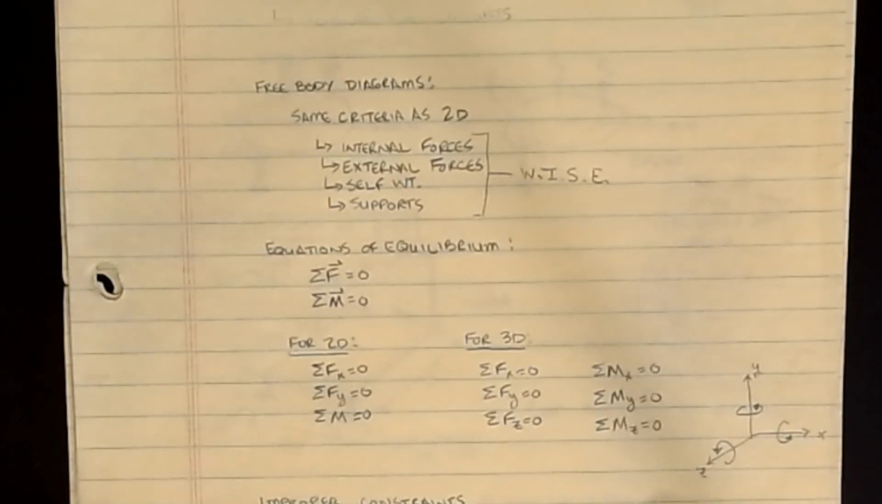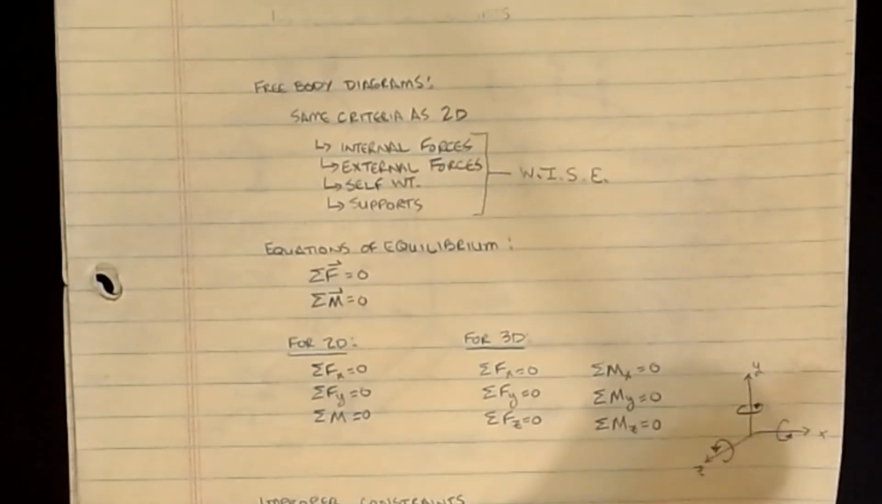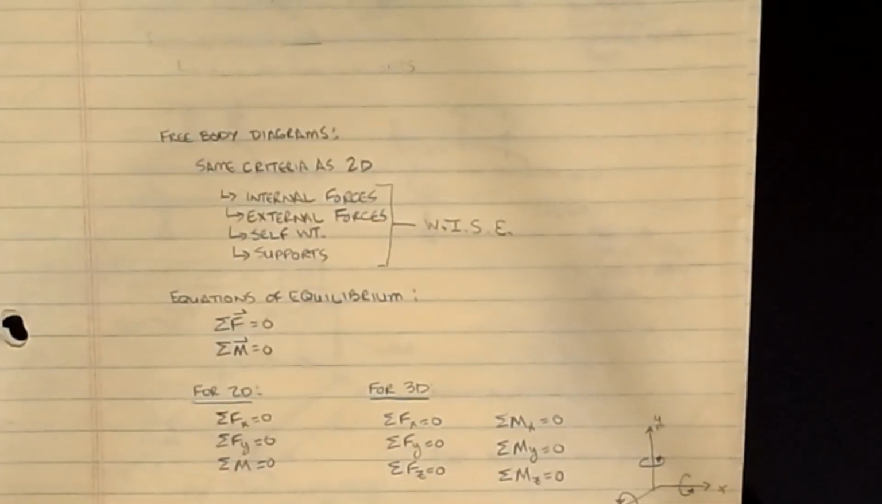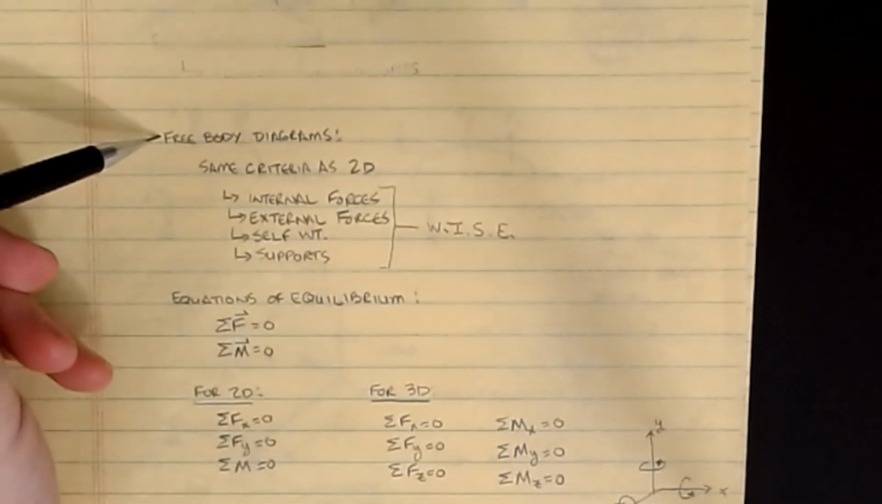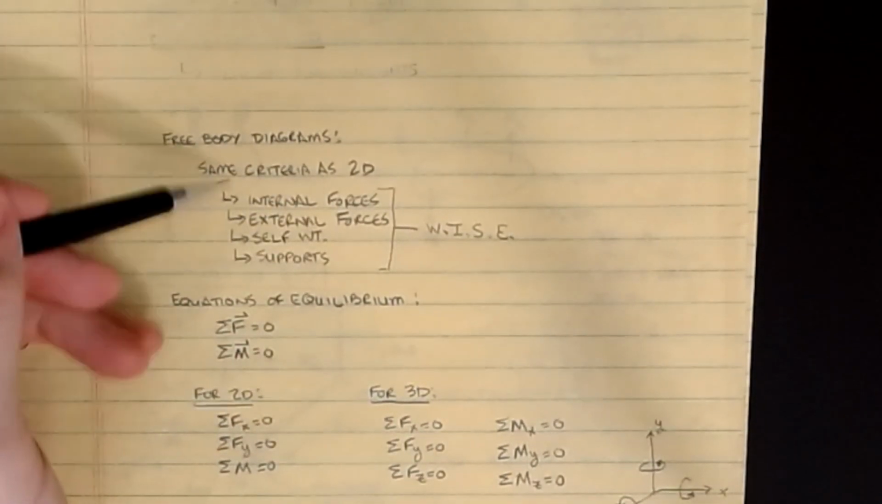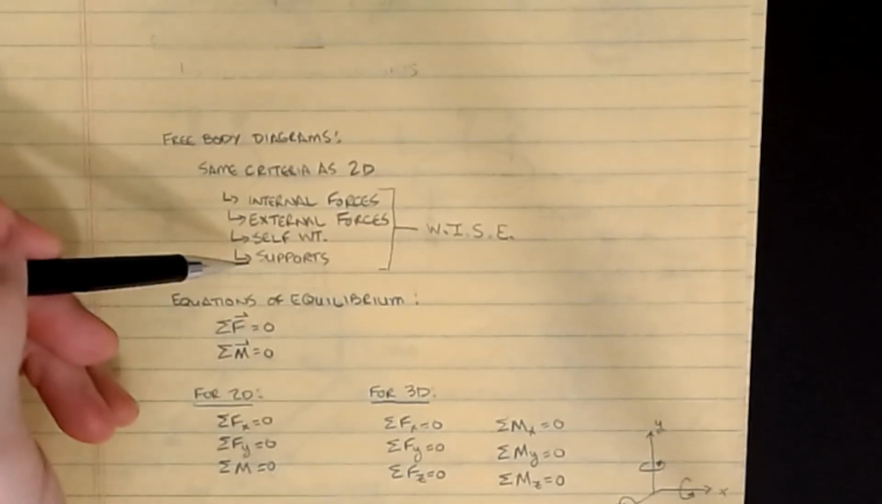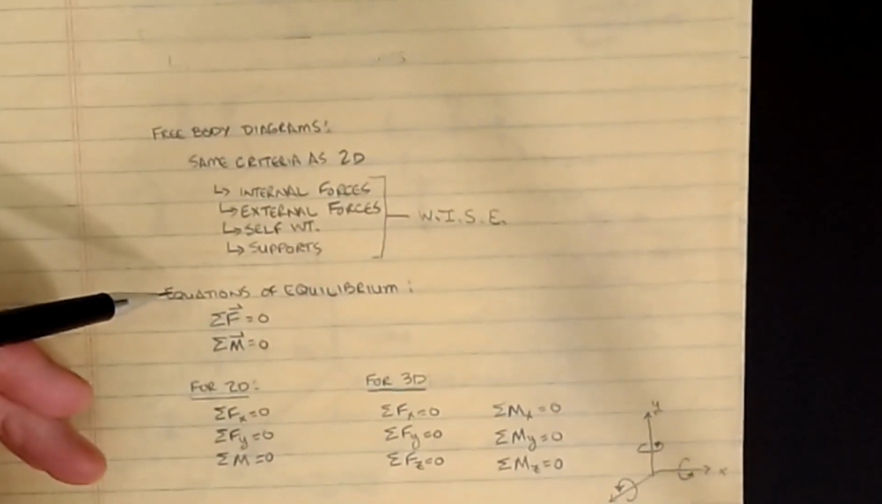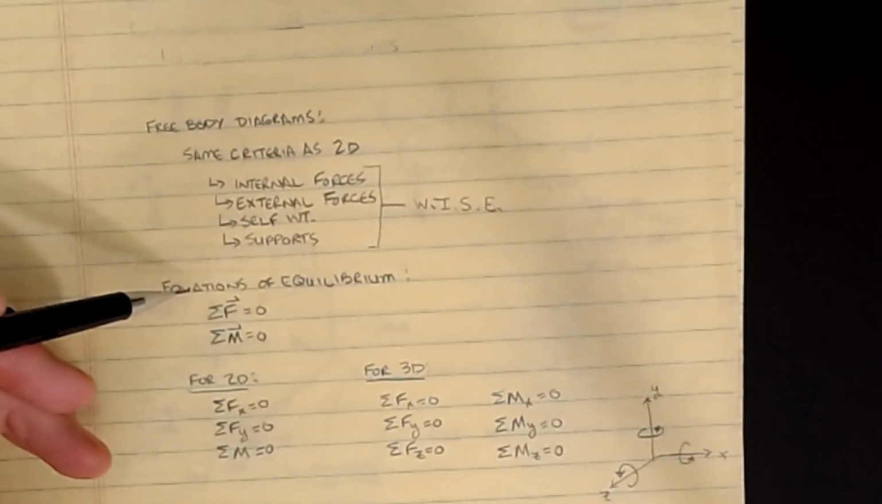So just to recap, in our previous videos we've been applying the equations of equilibrium to an object, and we've got a little bit of information just to remember. We're going to be drawing free body diagrams. We're going to follow our WISE methodology. WISE meaning self-weight, internal, supports, and external. WISE, W-I-S-E. We've got that. We know that we need equations of equilibrium, whether it's 2D or 3D, it doesn't matter.